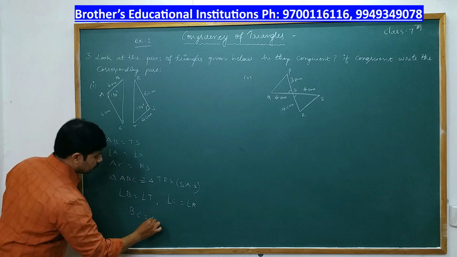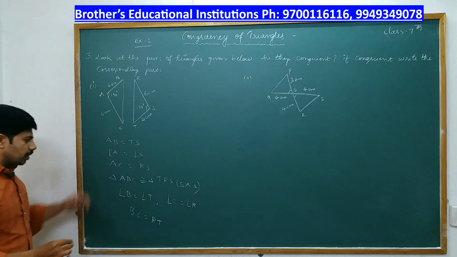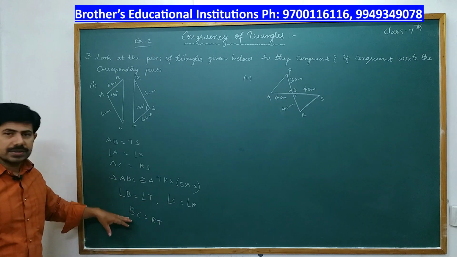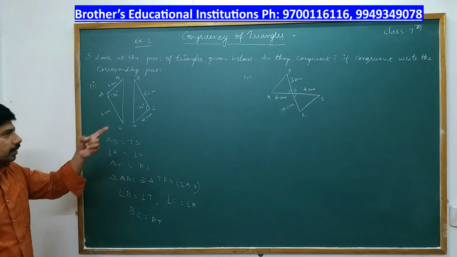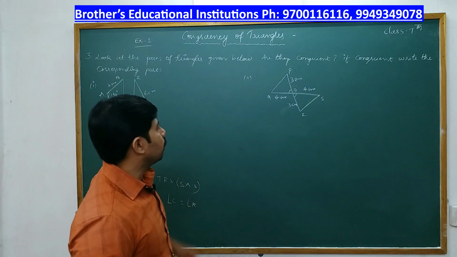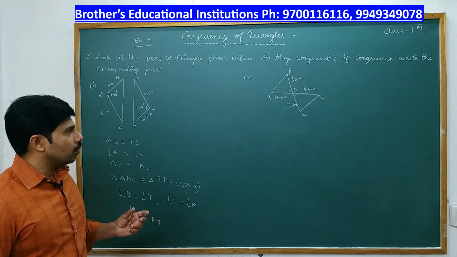BC is equal to RT. Okay. As the two triangles are congruent, the corresponding parts of the triangles are equal. This is completed. Now we'll go to the next problem. See, second problem. We have triangle POQ and triangle ROS.